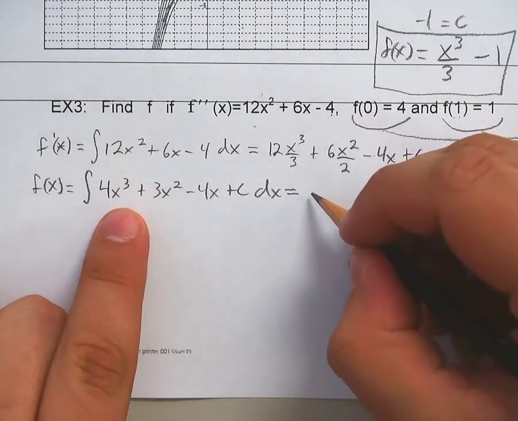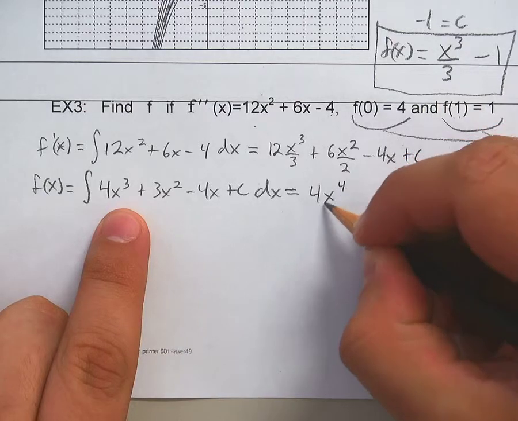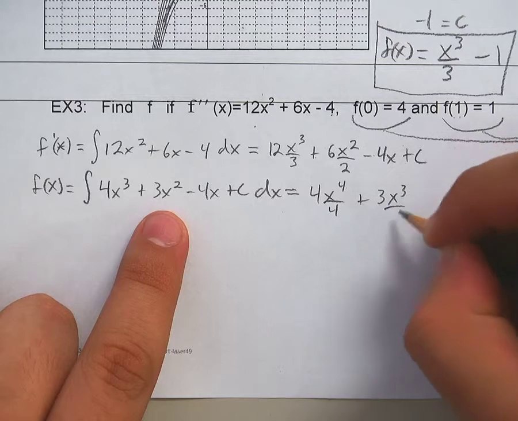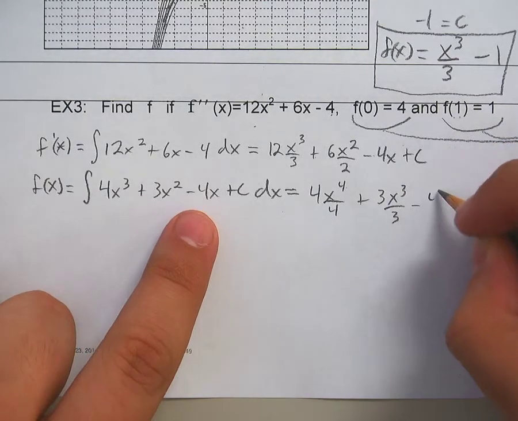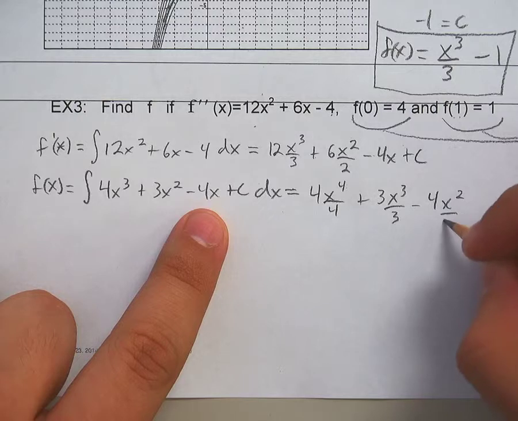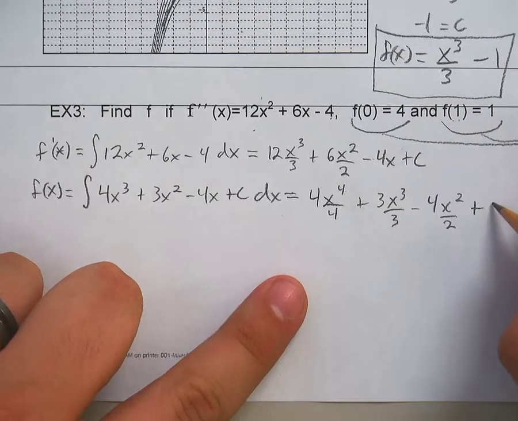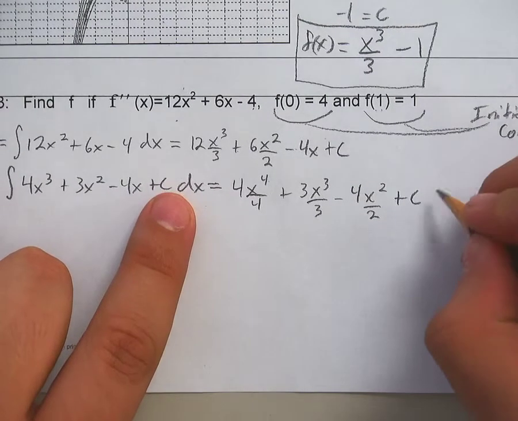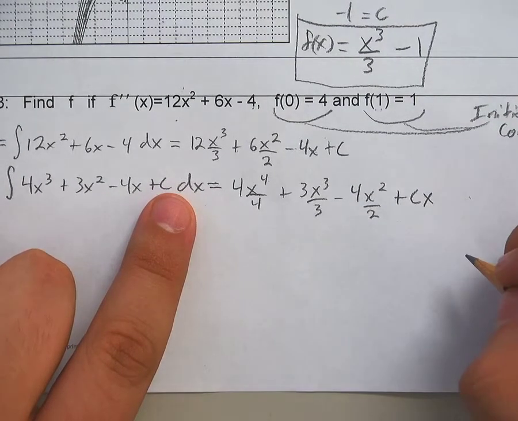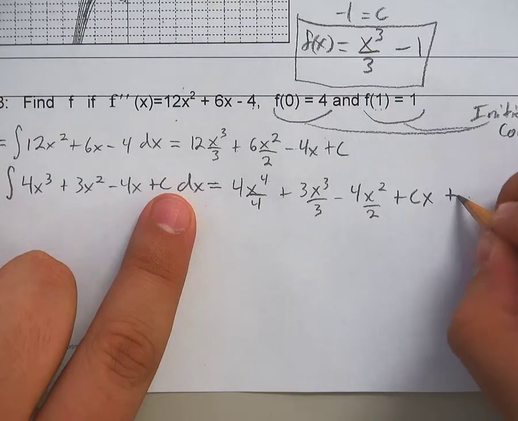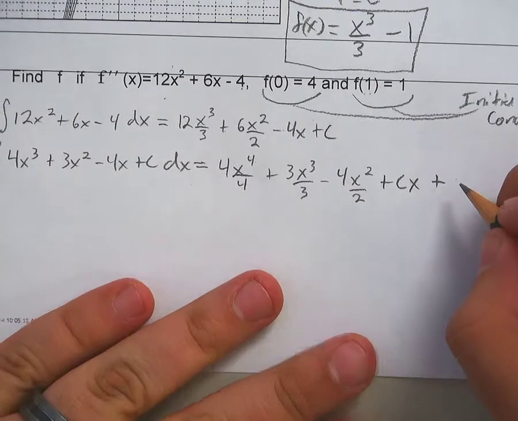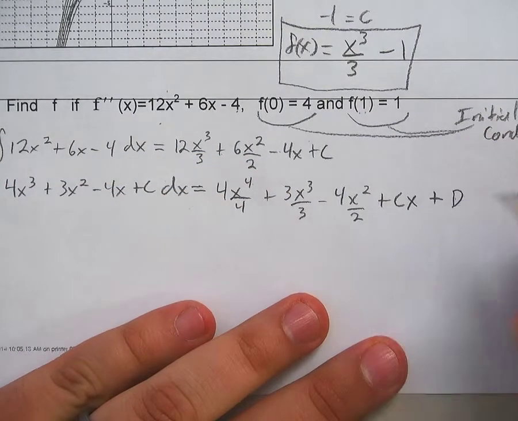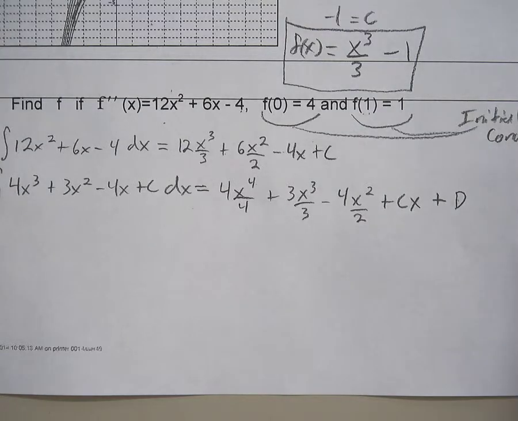4x to the 4th over 4, plus 3x to the 3rd over 3, minus 4x squared over 2, plus c. Now this c is a number, right? And I'm going to treat it as such. So I'm just going to say cx, plus, now I have another constant out here because I've integrated it again. So let's just call this one d because I don't have a better term for it.